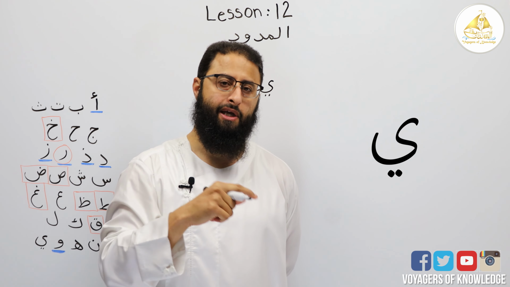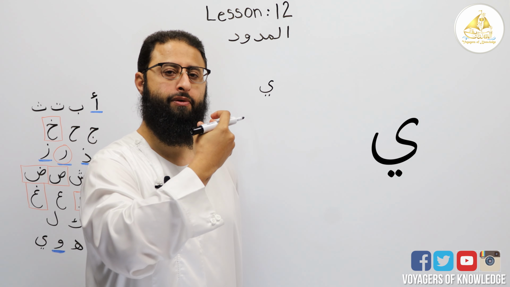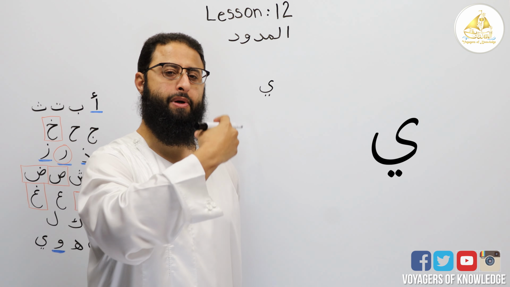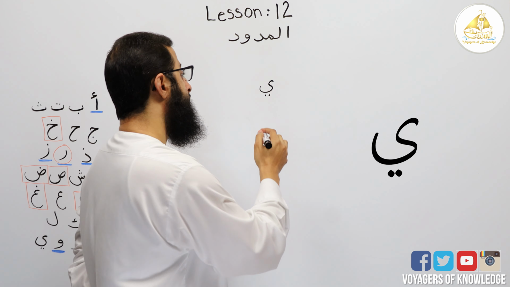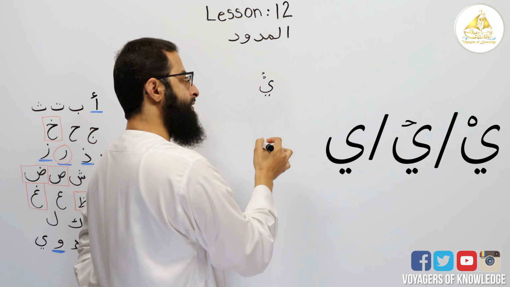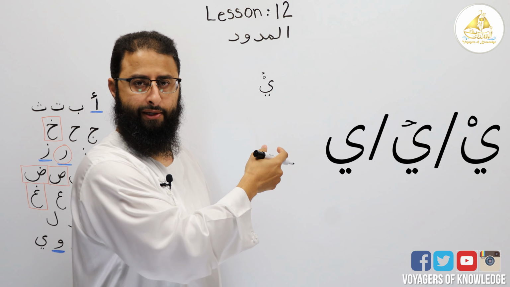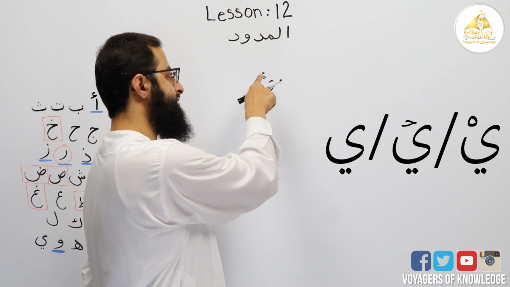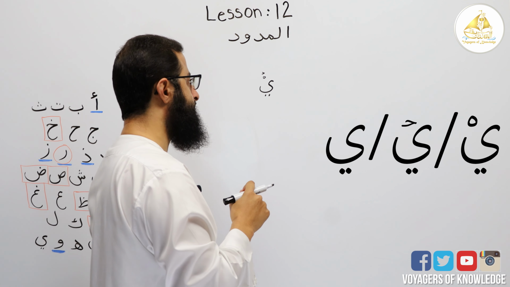Now in order for the ya to be a vowel, it has to have sukun. So one of these symbols. Remember, if it has nothing, then it's a sukun. If it has a little jim, then it has sukun. And if it has the little circle, then it has sukun.